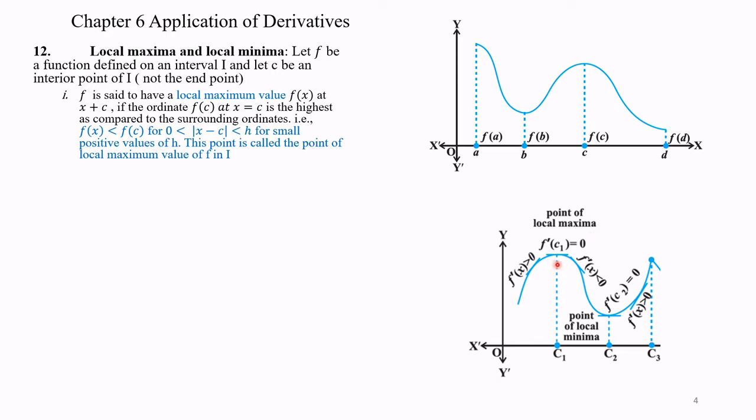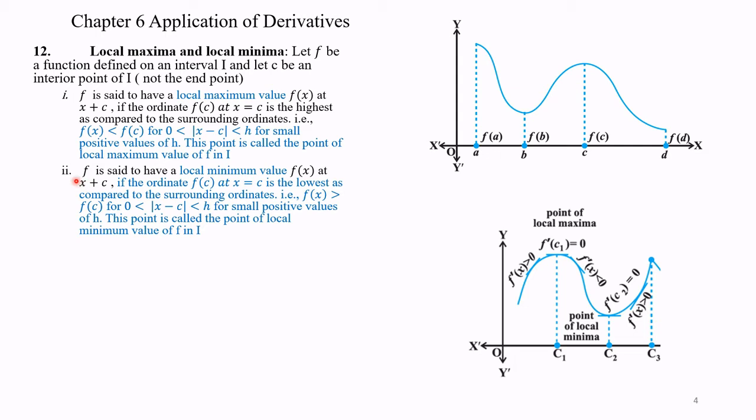See here, it is also elaborated in this figure. Here it is increasing and decreasing. f dash x is greater than 0 because it is increasing. It is in terms of the first derivative. f dash x is greater than 0, then f dash x is less than 0. In between, at the turning point c1, f dash at the point c1 is equal to 0. It is called the point of local maximum.